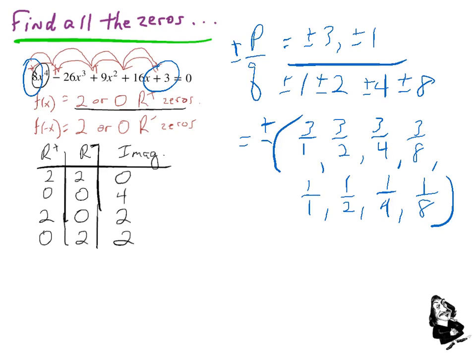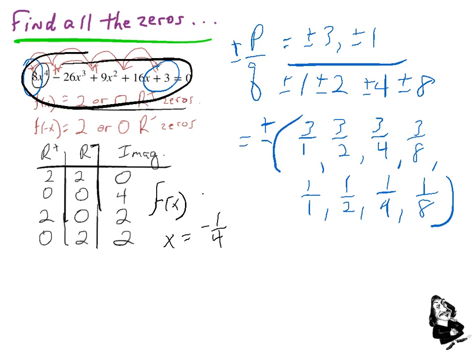In the interest of time, we are going to plug in these 16 values into our f of x. And our f of x, again, was right over here. Okay, you should have that in your notes. And we are going to plug those in and get, here, let me do this. When x equals negative 1/4, we get a 0.